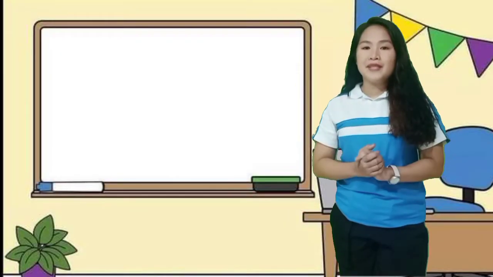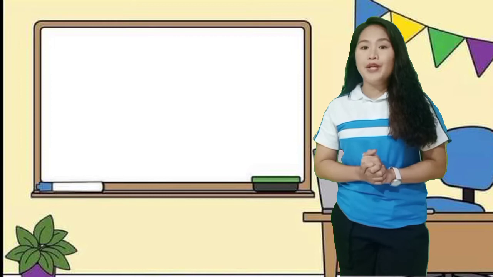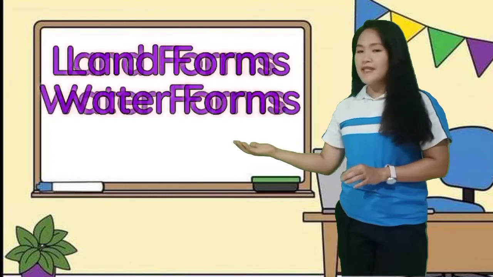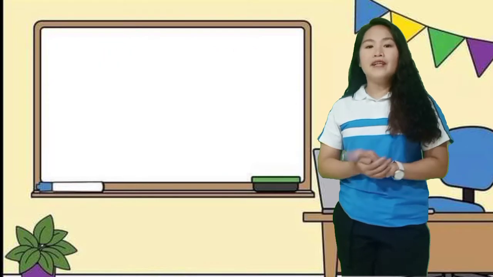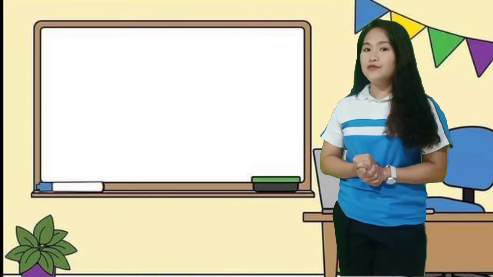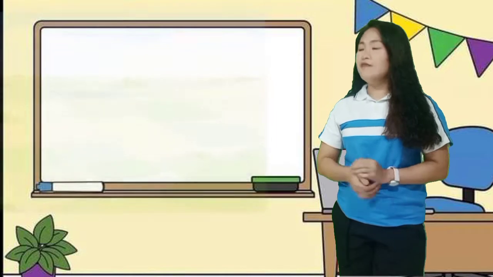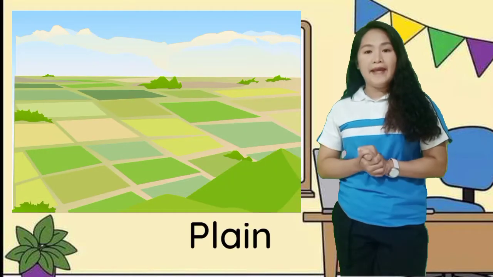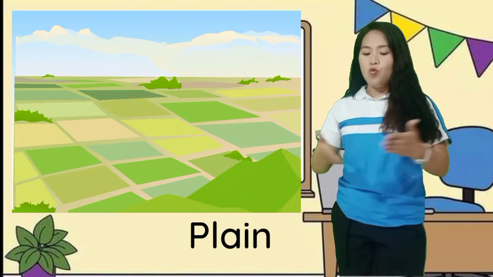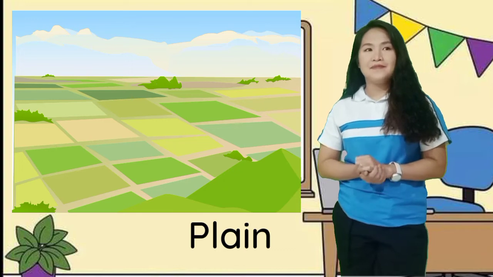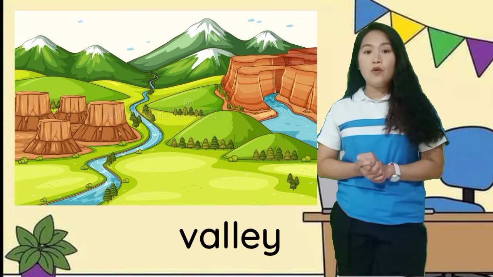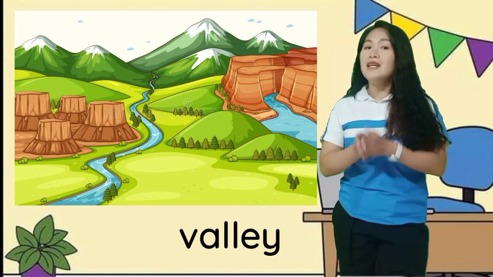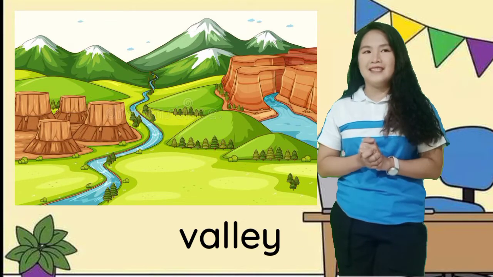Hello there, awesome kids! Today we will be learning about landforms and waterforms. Now, here are the different kinds of landforms. Number one, we have the plain. Plain is a lowland, wide, and flat. Now, we have the valley. The valley is also a lowland between hills and mountain.